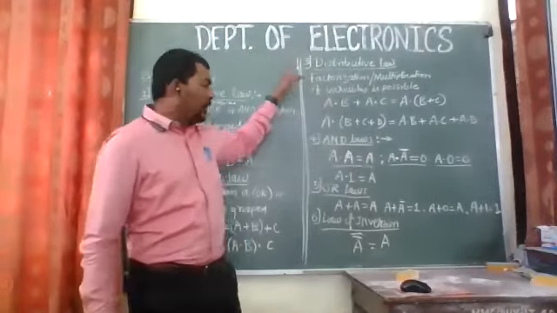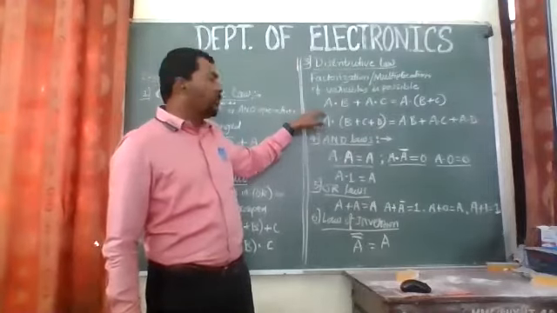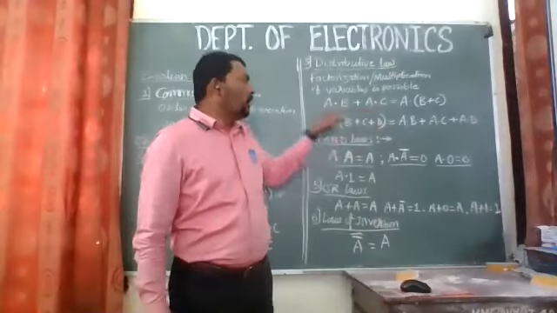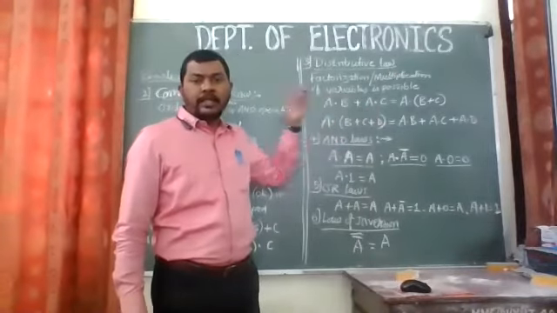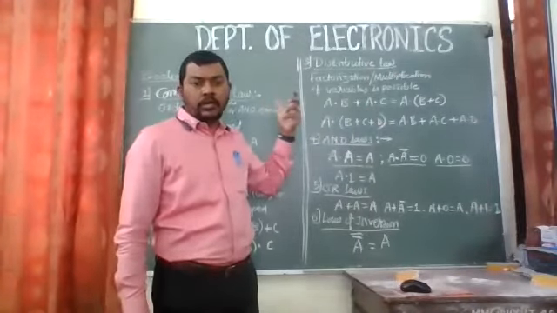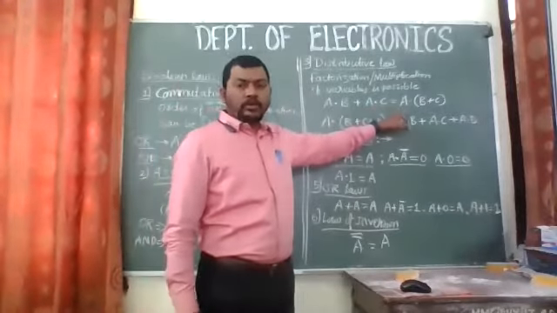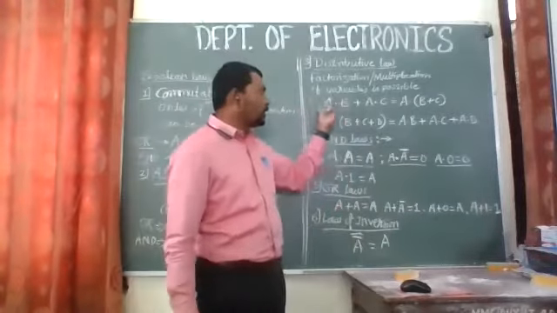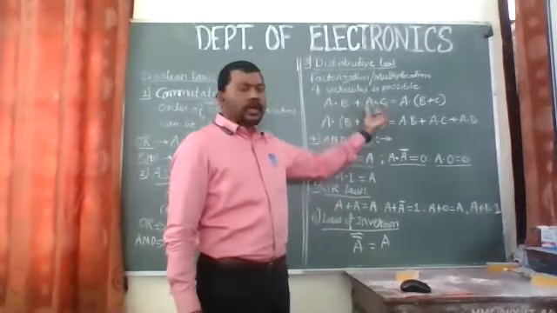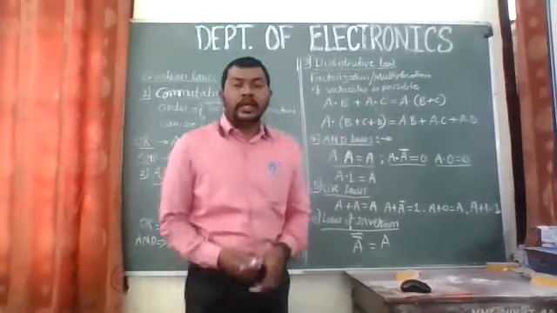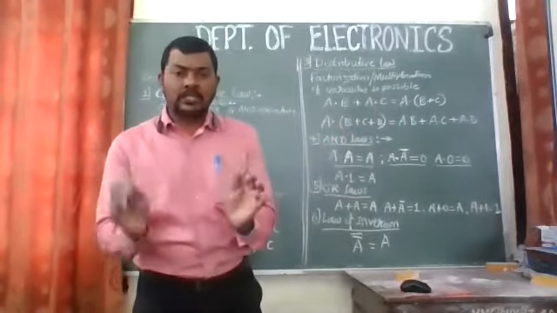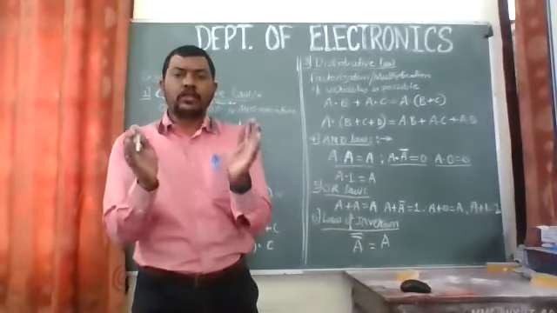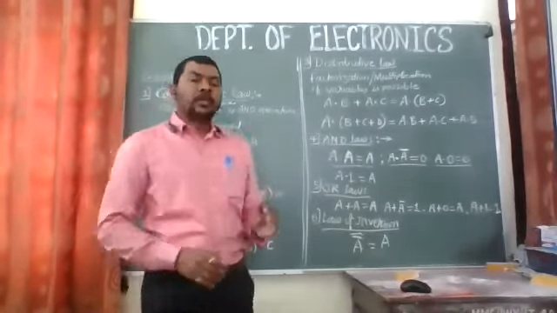For example, if we have an equation like A dot B plus A dot C, the variable A is the same, so we can take A as common. We can factorize it like A as common, dot, in a bracket B plus C. So this equation A dot B plus A dot C can be written as A dot B plus C, right? So we are grouping B plus C. That is actually called the factorization, right?